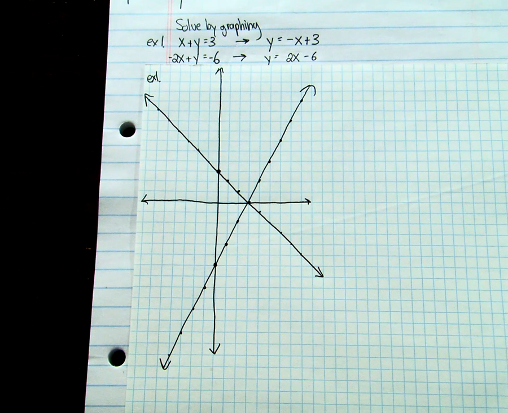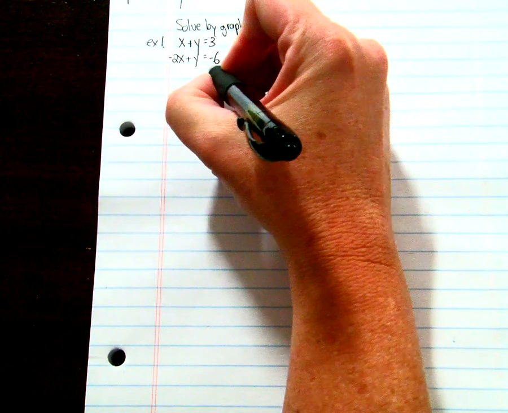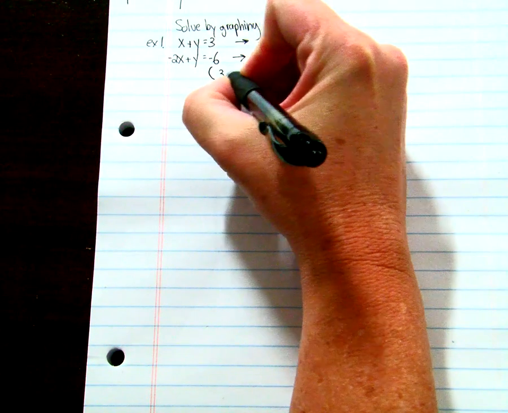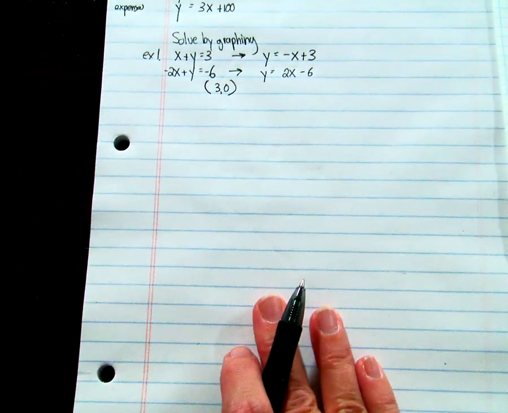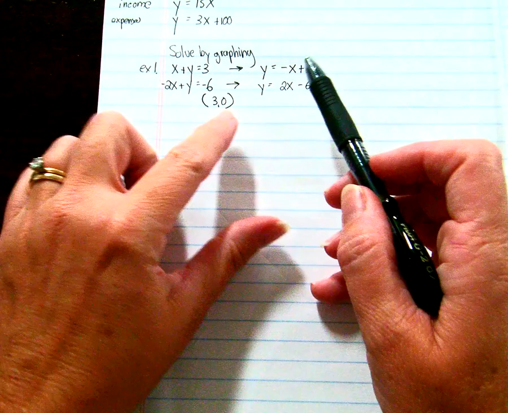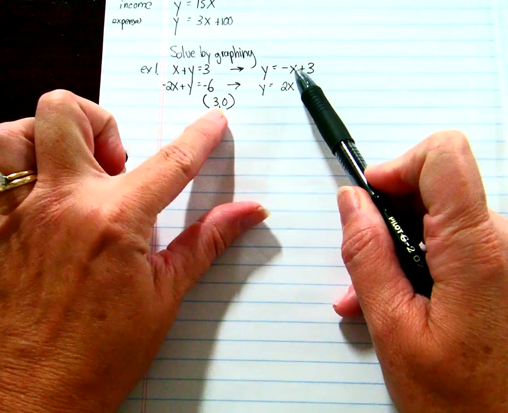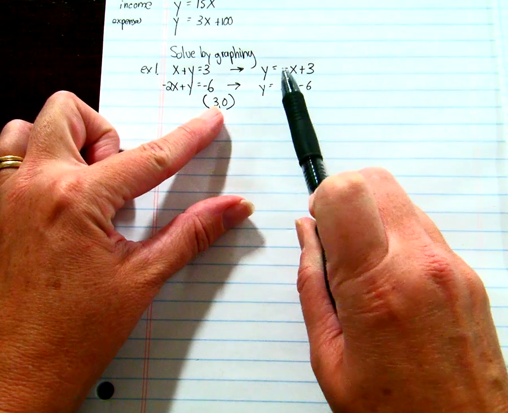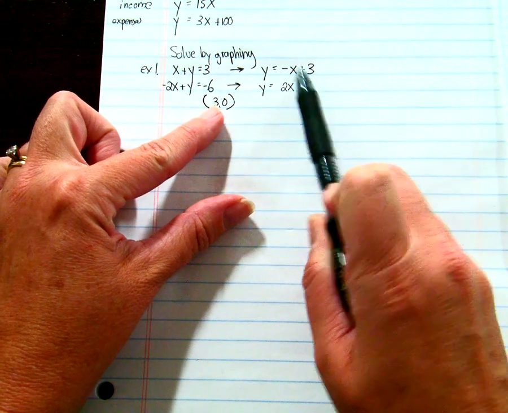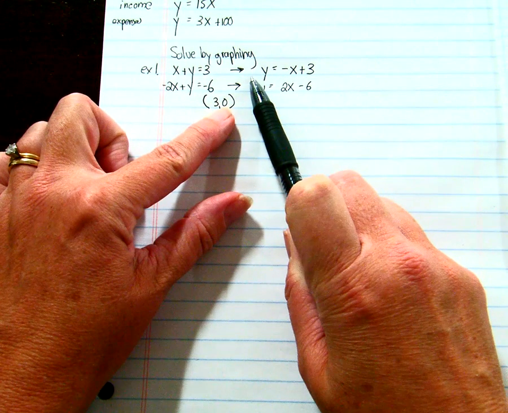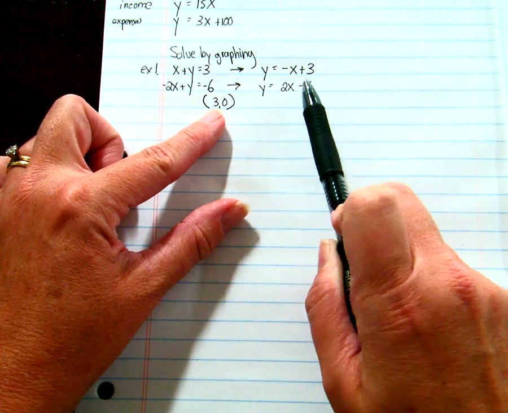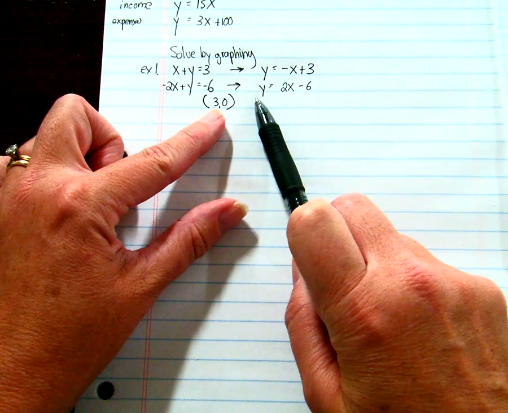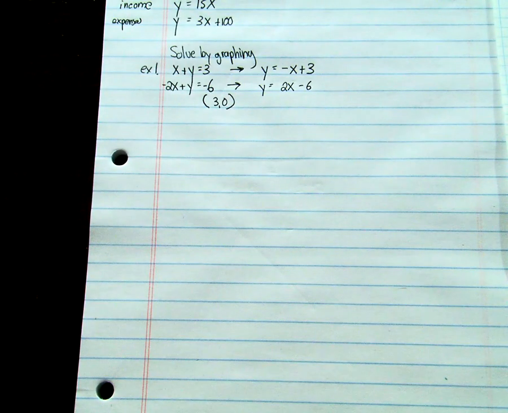3, 0. So come back over here to your notes, and I want you to write the solution is the point (3, 0). What that means is that is a point that works for both of them. Let's just take a second and plug it in and test that. I want you to really understand what this does. If I put in a 3 for x right here, I get -3 plus 3, which equals 0. And if I put in a 3 right here, I get 2 times 3, which is 6, minus 6, which is 0. That point works for both of them. Are you getting it?